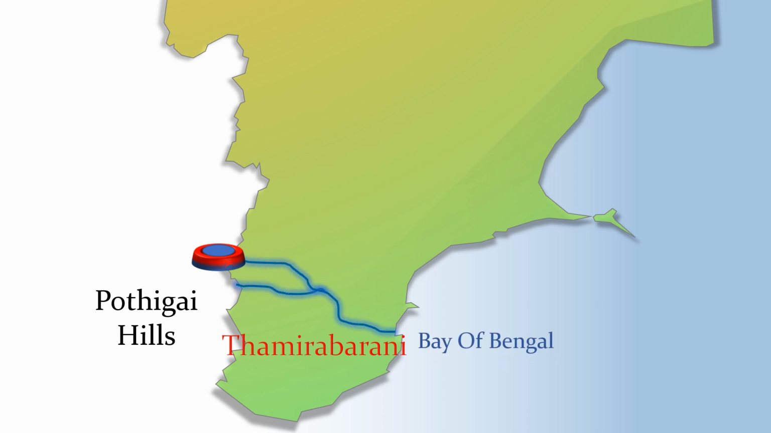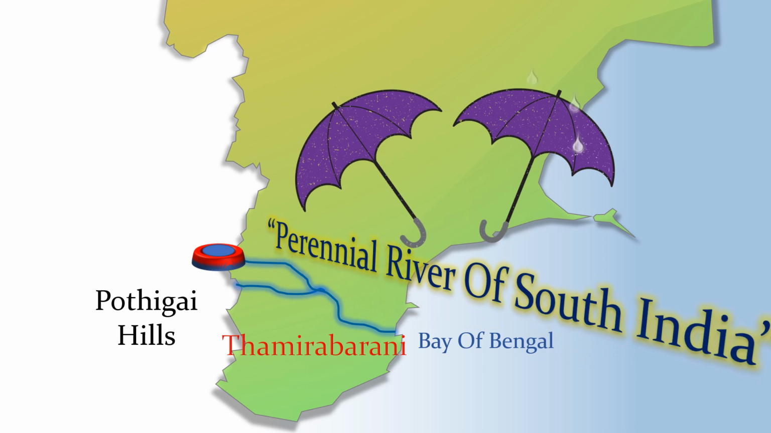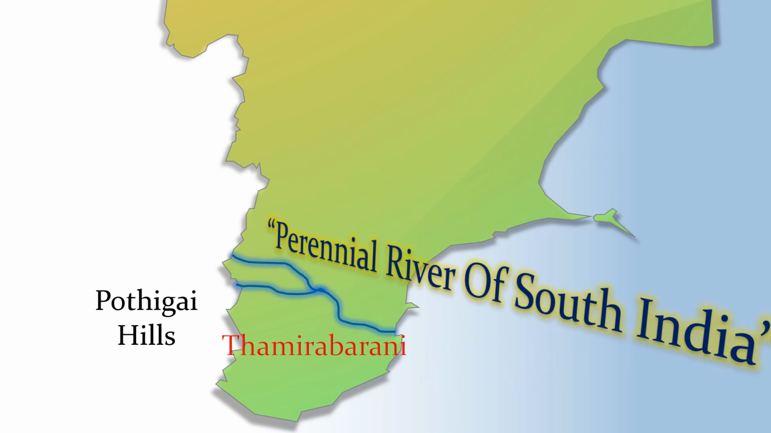Unlike other peninsular rivers, Tamirabarani, besides having its water source from under the ground, receives rainwater from both the southwest and the northeast monsoons. And it has become the only perennial river of South India. A recap.